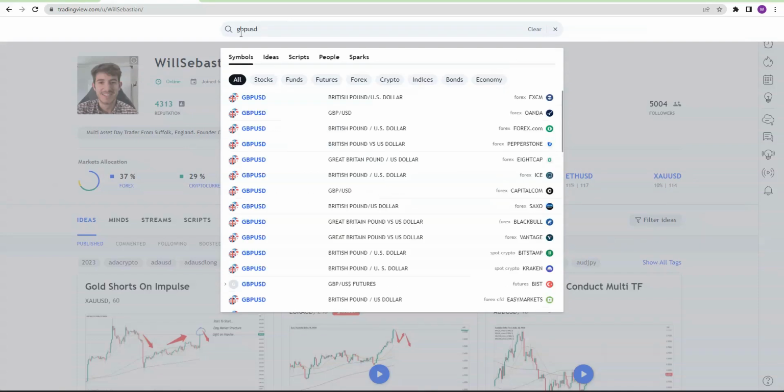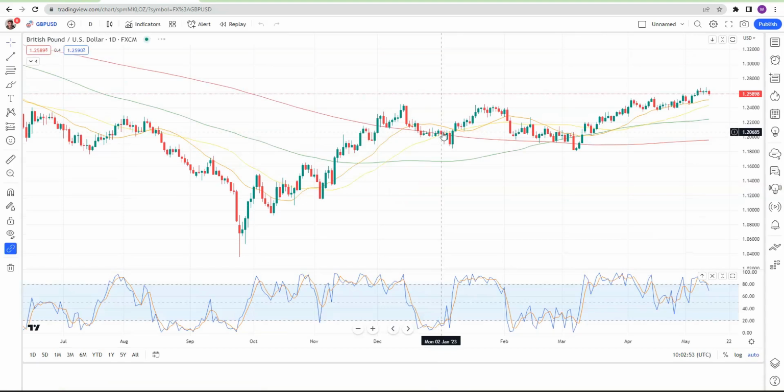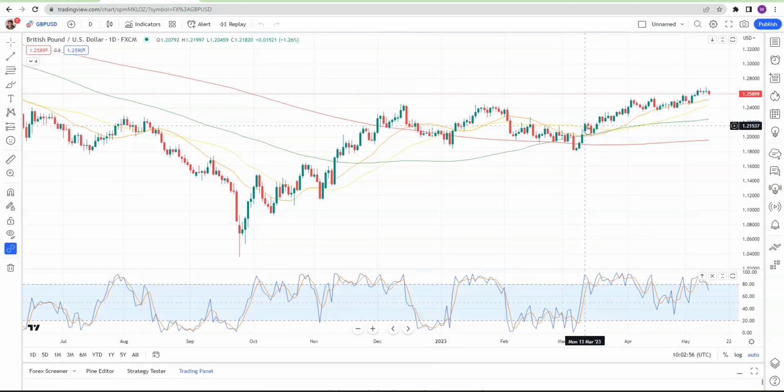The reason I'm going to start off on the pound particularly and what I'm looking for, I'm going to do a full multi-time frame analysis for this asset, this pair.